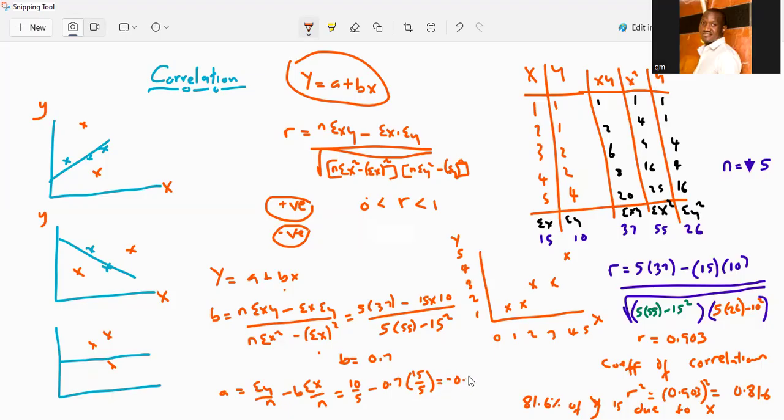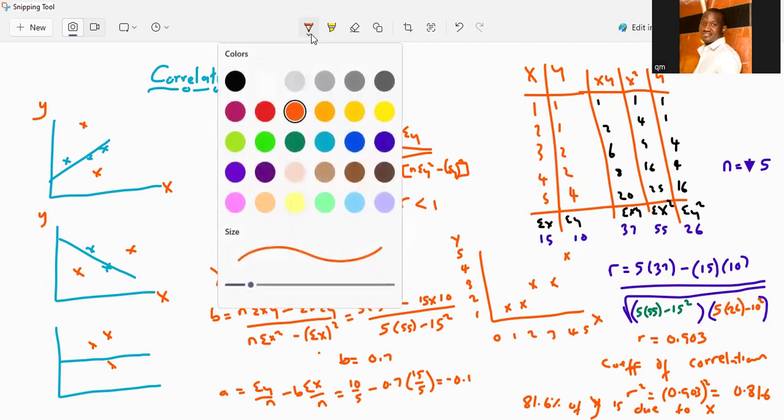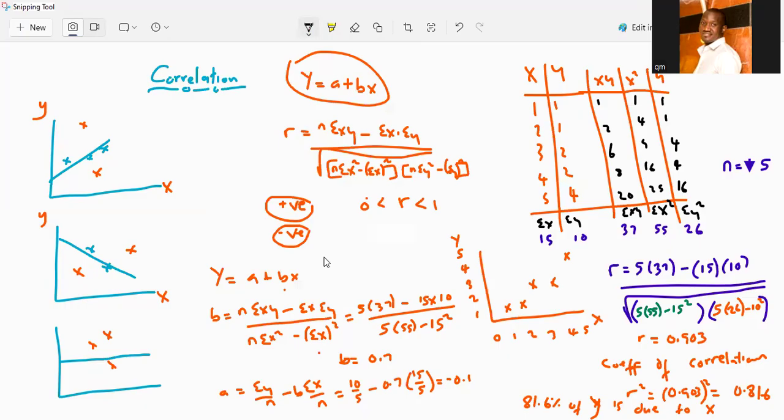So we found a and b, we simply substitute. So our regression equation will be y is equal to, where there's a, we put -0.1, and b, we put 0.7 since we calculated it, and the x. So this is 3 marks. Calculate the regression equation.